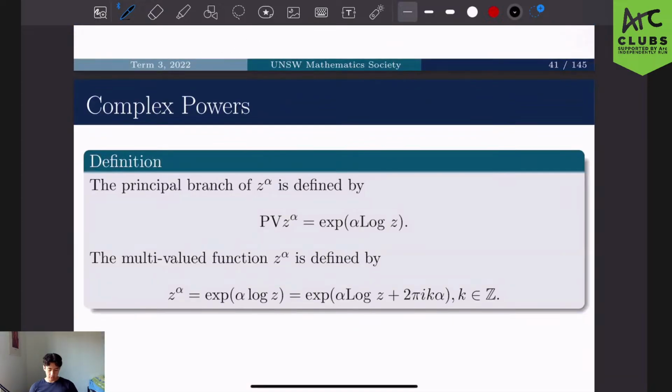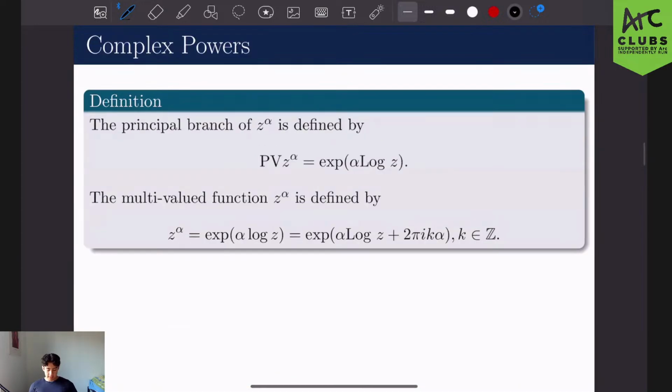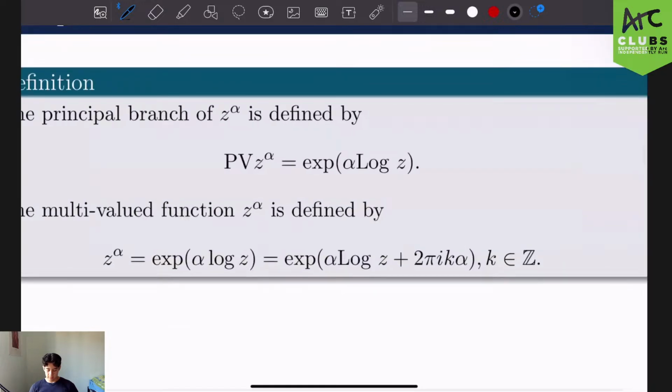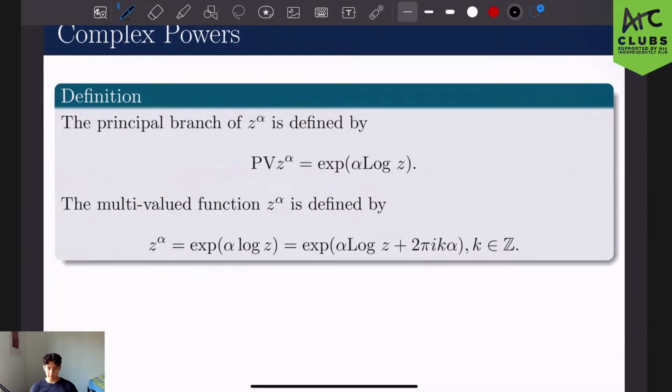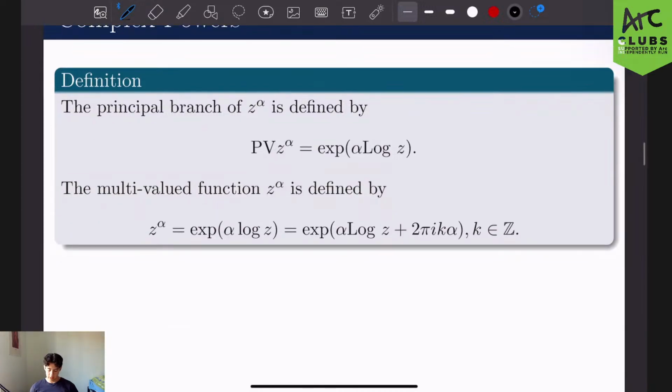Alright, so now we've got complex powers, the principal branch. So the principal branch of z to alpha is equal to the exponent of alpha multiplied by the principal valued log of z, and the multi-valued function is defined by this. So basically, again, the main difference between these two is this is going to be multi-valued for the argument here.